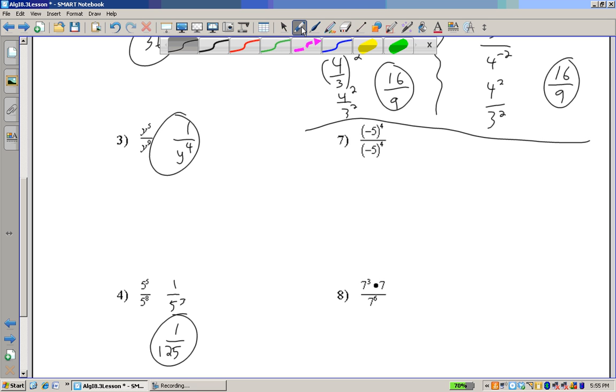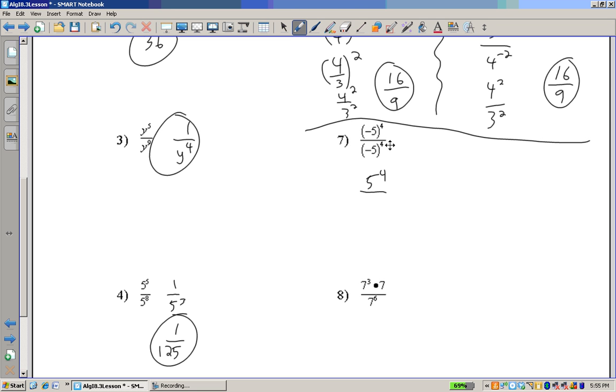Again, there's an even number of negatives. That means that it will end up positive. If that were a 5, if it were an odd number, or say 7, if it were negative 5, in parentheses, to the 7th power, that 7 makes it an odd number, so that would end up negative. But as it is, so 5 to the 4th, because there were an even number of negatives.